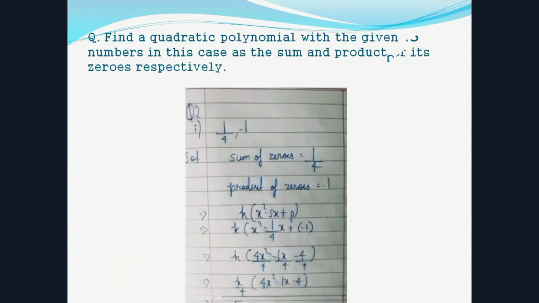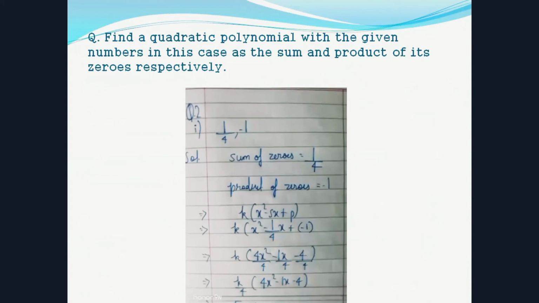Now the next question is, find a quadratic polynomial with the given numbers, in this case, as the sum and product of its zeros respectively. So we have been given the numbers 1 upon 4 and minus 1, and here it is written that we have to take 1 by 4 as the sum of zeros and minus 1 as the product of zeros. Now there's a formula that is used to find the polynomial in case you are given the sum of zeros and the product of zeros.